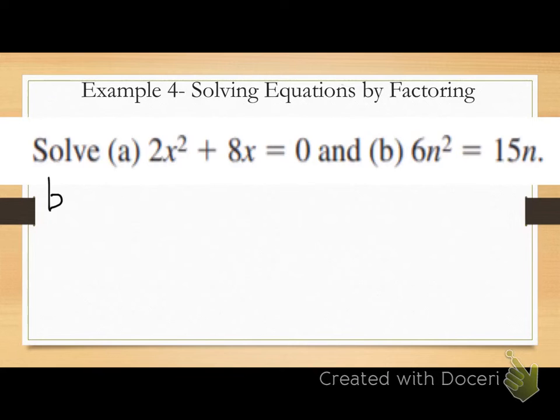Letter B. 6n squared equals 15n. What do I need to do? Say it again. That's my ultimate goal when solving this equation, yes. But how do I do that given the equation that I'm given? 6n squared equals 15n. So you're saying find the GCF? Well, they're not on the same side of the equation, so I can't do that right now.